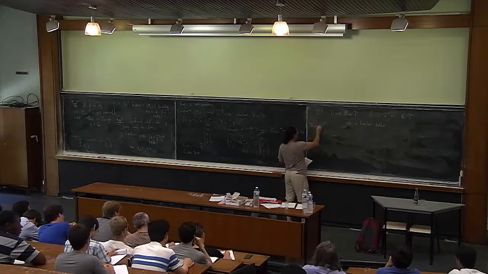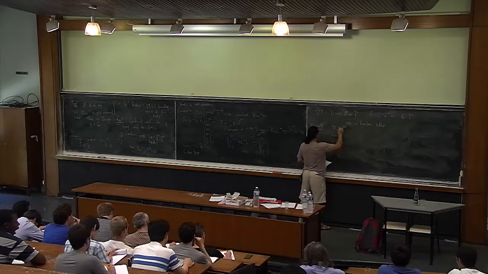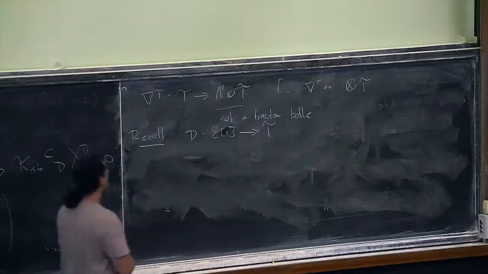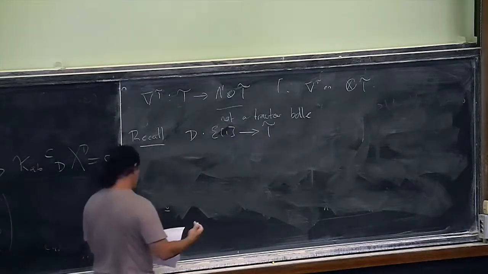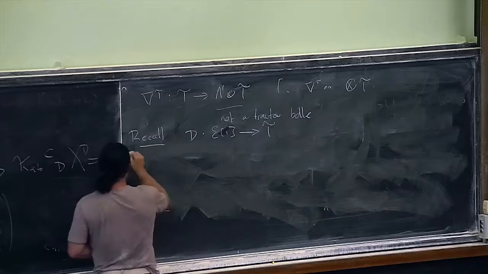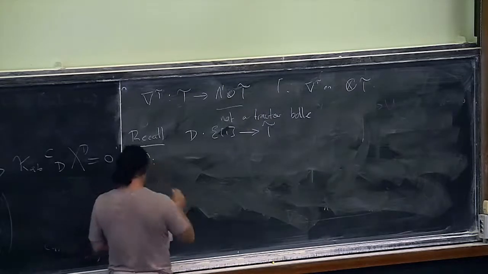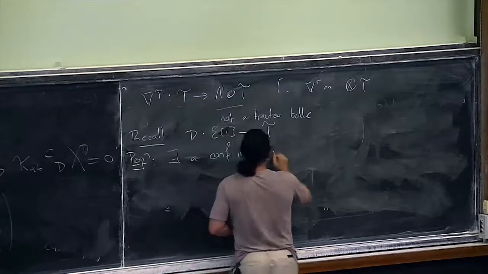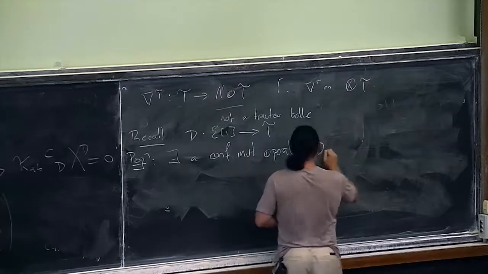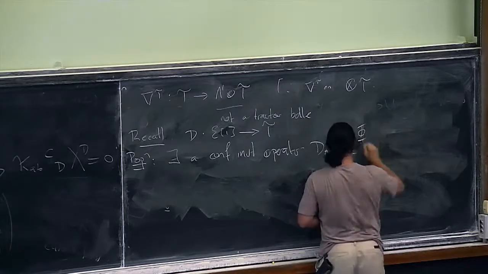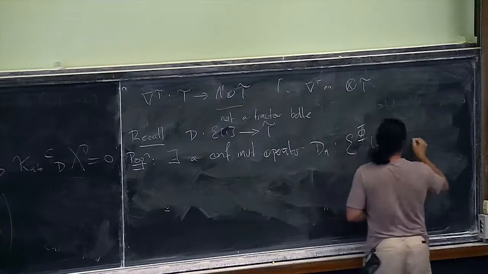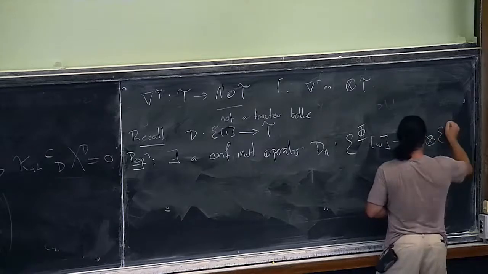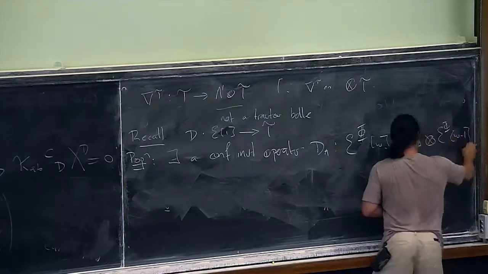So recall we've made this operator D, which takes densities of weight 1 and invariantly maps them into tractors. We call it the Thomas D, if you like. But this generalizes. So, proposition: there exists a conformally invariant operator, D_A, which takes any tractor bundle of weight W and maps it into tractors, tensor that tractor bundle of weight W minus 1. So it changes the weight.